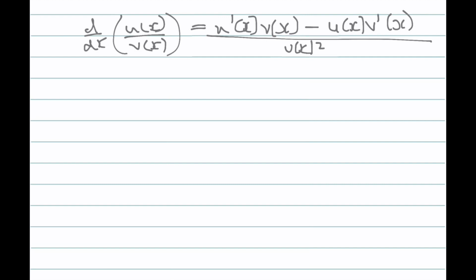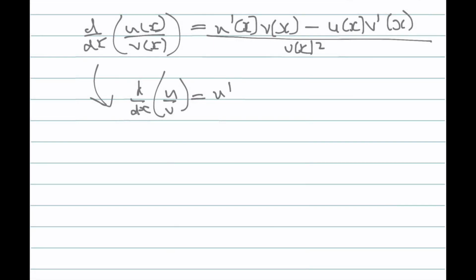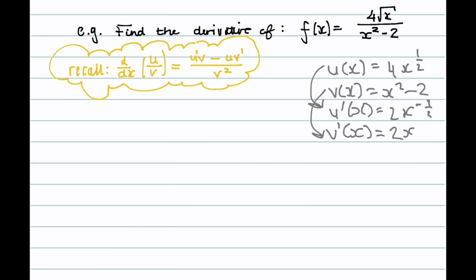If we wanted to rewrite this in shorthand, just so we remember better, this will be equivalent to d dx of u over v is equal to u prime v minus u v prime over v squared. And now we can use this to find the derivative of the quotient of two functions. So let's look at an example.